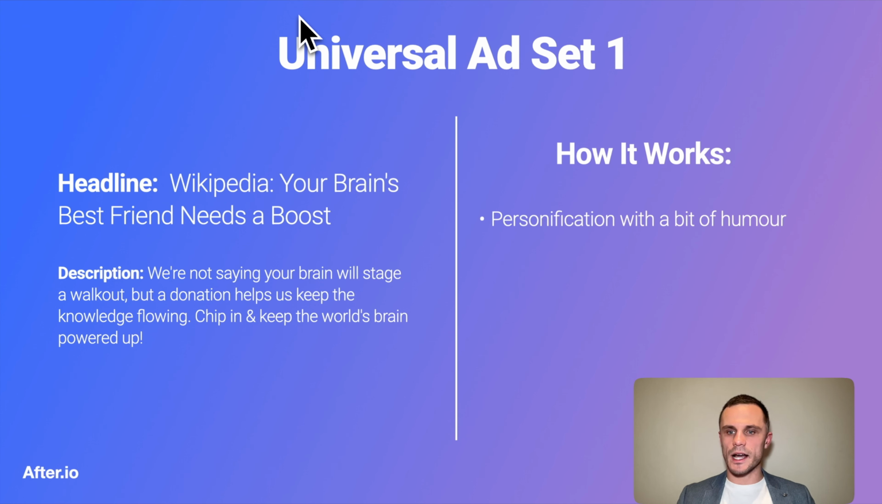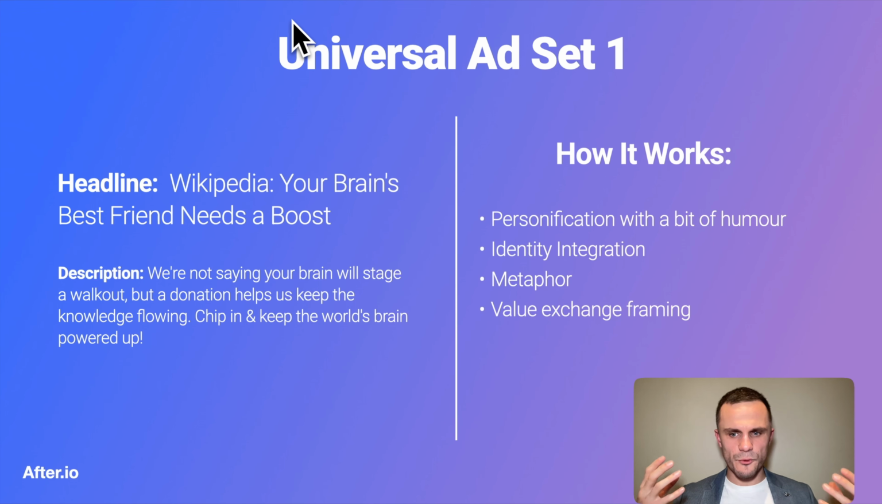So what we see here, how this ad works. We can see that it applies personification with a bit of humor, like it makes a brain like a person, and that it has Wikipedia as its best friend. Also, we see here identity integration, like this ad highlights some positive aspects of a reader's identity, a person who donates and keeps the world's brain powered up, like world brain is Wikipedia. We can see here a metaphor about brain and its friend, and value exchange framing, like you don't just give, you also receive, because Wikipedia is your brain's best friend.